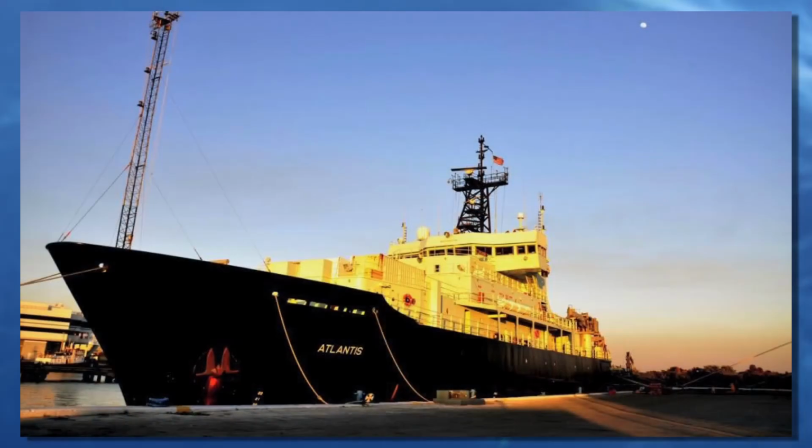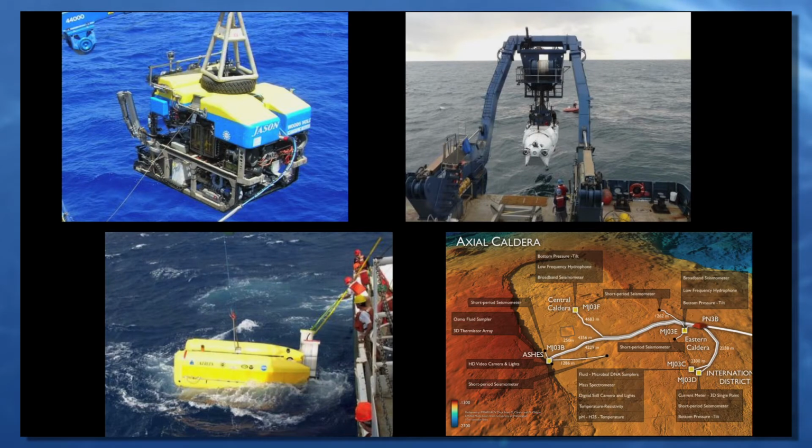So when we go to sea, we go out for anywhere from 2 to 8 weeks at a time. This is an example of the RV Atlantis, operated by Woods Hole Oceanographic. This is the home ship of the deep sea diving submersible Alvin. And so often we need to use some sort of vehicle to get deep.